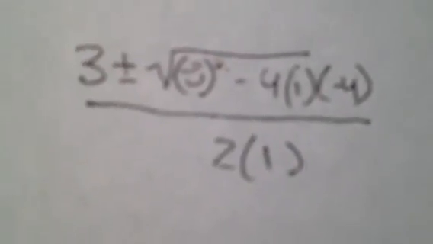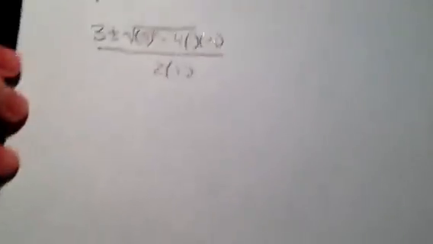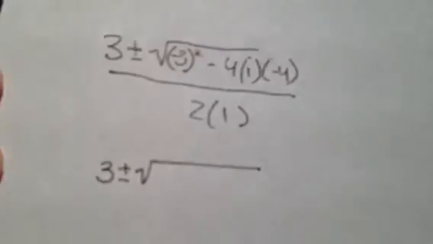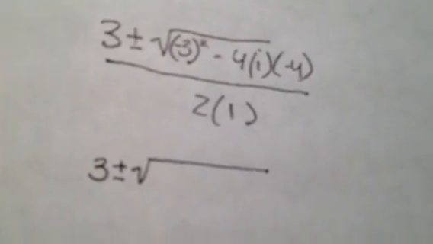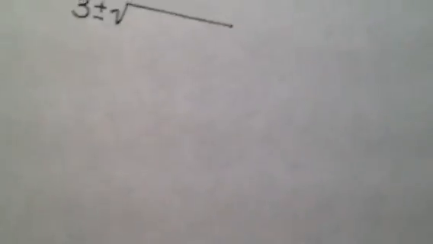Now, since we plugged in the numbers, we need to find what those numbers are by simplifying them. So what's negative 3 squared? What's negative 3 times negative 3? What's 3 times 3? 9. Okay, always forget about the negatives whenever you're squaring something.